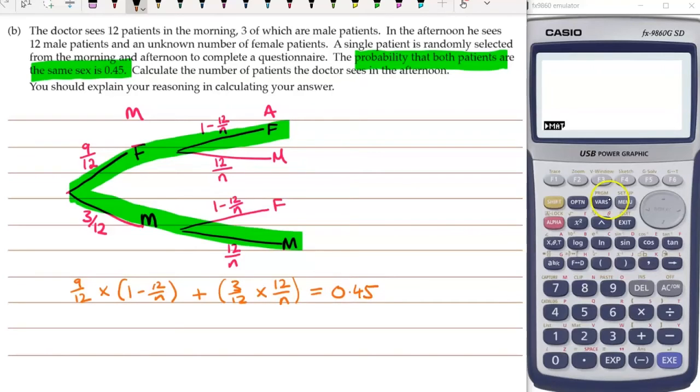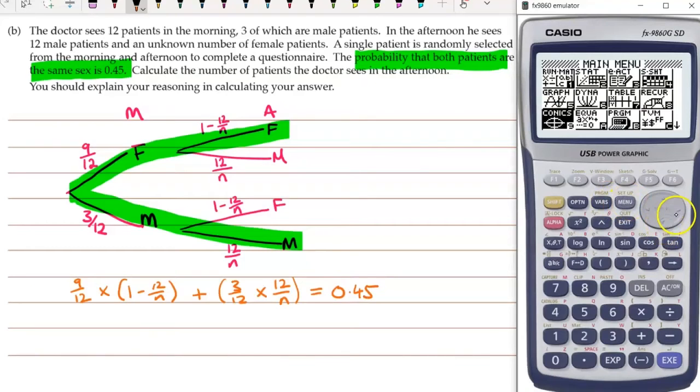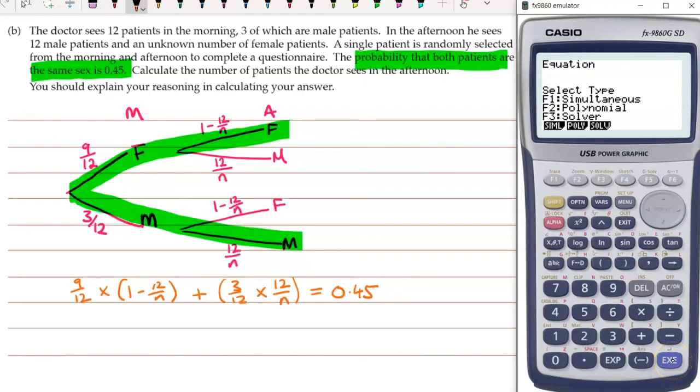Now, to save ourselves a bit of time and energy, let's just pop that into the equation solver to work out the n. So let's type that in. 9/12 times 1 minus 12 over, I'm just going to call it x in this, just for easy entry into the calculator, and then add on 3/12 times, oh, I needed a bracket there just to make sure.